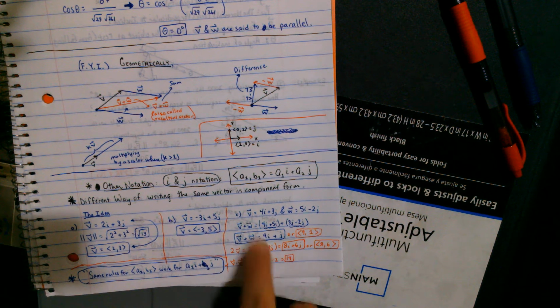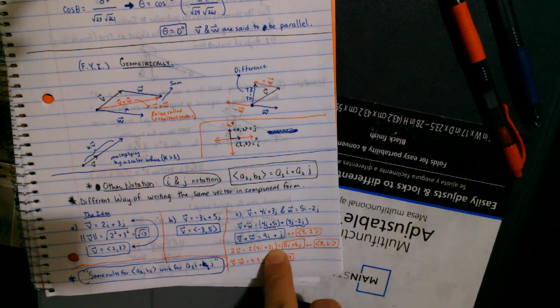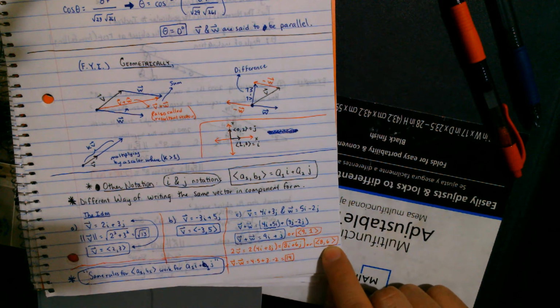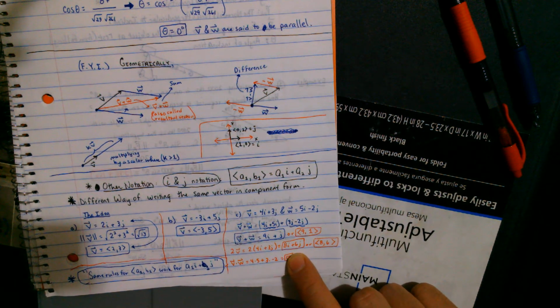Here, if you multiply 2 times the v vector, 2 times the i, 2 times the j, you get 8i plus 6j. So the component form 8, 6 and 8i plus 6j say the same thing. It's a different way of saying it.